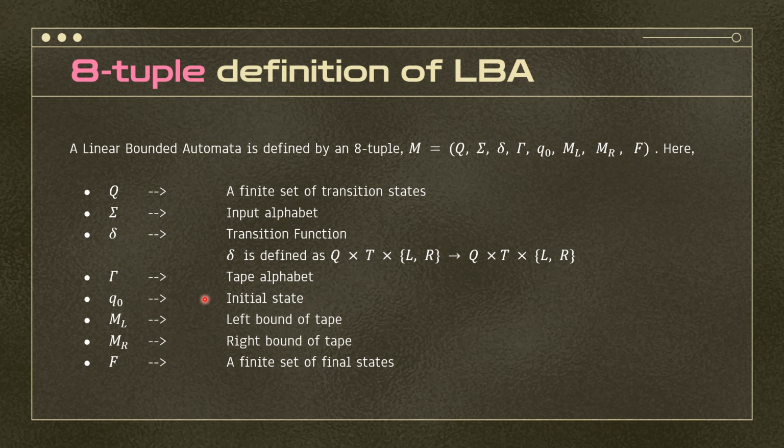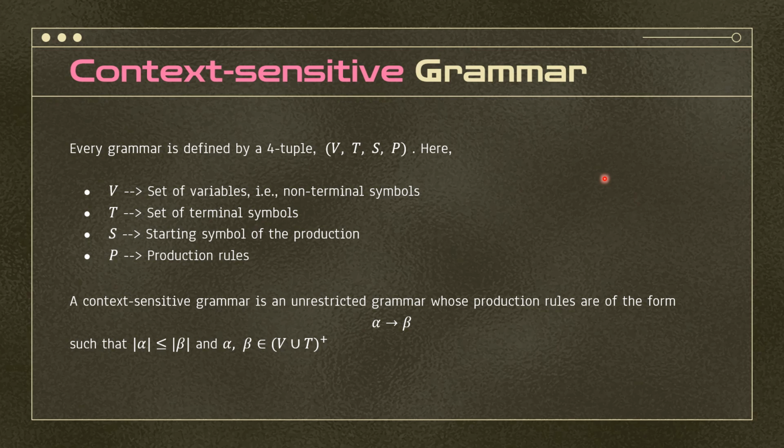Q0 is the initial state. ML represents the left bound of the tape. MR, the right bound of the tape. And finally, F represents a finite set of final states. Here, L and R specify the left and right movements of the tape head. As discussed previously, linear bounded automata only accept context-sensitive languages, which are defined by context-sensitive grammar.